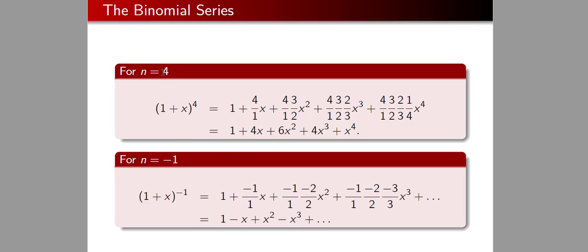What if instead of a positive whole number, we had a negative whole number, 1 plus x to the negative 1st power? If we play this game, we can do our reduction. You see we have things cancel out nicely, and this becomes just 1 minus x plus x squared minus x cubed, and so forth. So this becomes what we could call the alternating geometric series, okay?